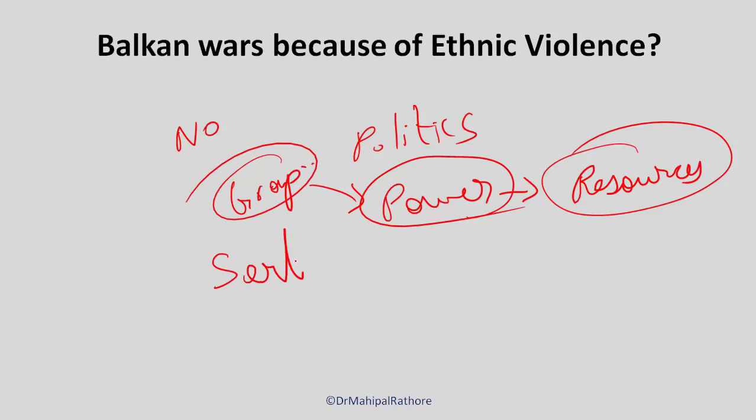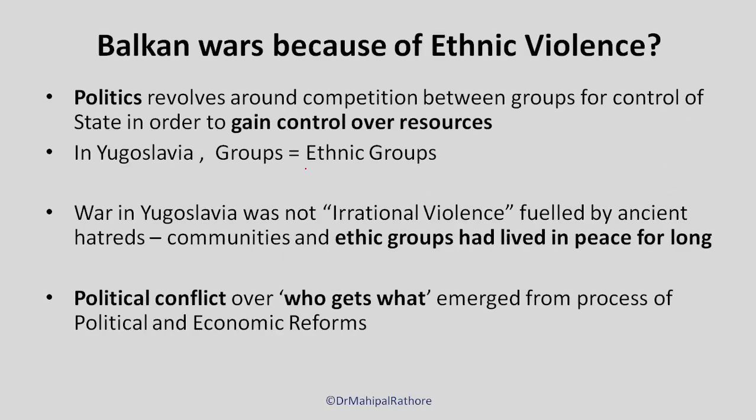For example, Serbs were in the majority in the government, military, administration, everywhere. So they did not leave out much for other republics or other ethnic people. That is why there was this reaction of other ethnicities to take power away from Serbs and give it to their people, to their leaders. Alright. So this is written here. Politics revolves around competition between groups for control of state in order to gain control over resources. In Yugoslavia, groups equal ethnic groups. It could be anything. See, in India it is political parties because we have a democratic system. In other developing countries it could be political parties or it could be religious groups somewhere.